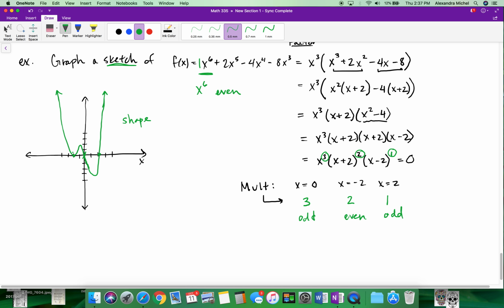Now to make our sketch even more accurate, I could figure out what f of 1 is. It turns out to be a lot lower, so really my graph would look maybe something like this. Maybe it's a little bit more, but I think it's pretty accurate like this. At that point, we're just improving our sketch, but really what I want to make sense of is what's happening at these x-intercepts.